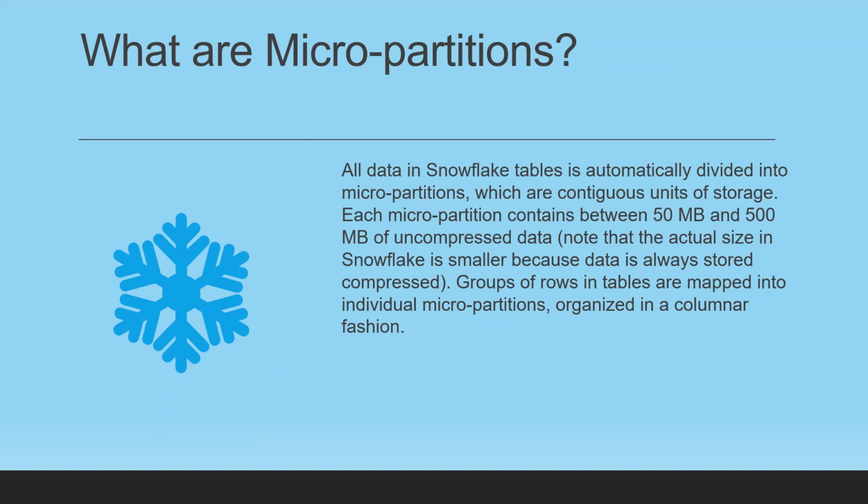Snowflake stores metadata about all rows stored in a micro-partition, including the range of values for each of the columns in the micro-partition, the number of distinct values, and additional properties used for both optimization and efficient query processing.